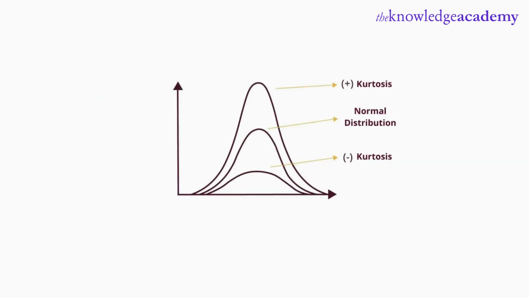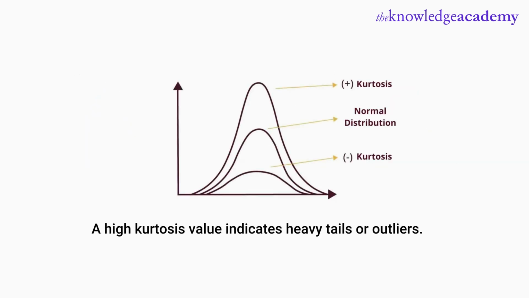Kurtosis measures the tailedness of the distribution. A high kurtosis value indicates heavy tails or outliers. Understanding skewness and kurtosis helps us identify the shape and characteristics of our data distribution. This is all for descriptive statistics.